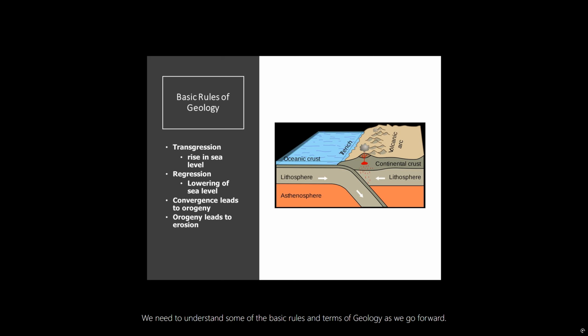We need to understand some of the basic rules in terms of geology as we go forward. A transgression is a rise in sea level, while a regression is a drop in sea level. Convergence leads to mountain building, called orogeny, and orogeny leads to weathering and erosion as mountain chains are forced upward and exposed to elements. Transgressions and regressions are caused by one of two things: either glaciation events or tectonic activity.